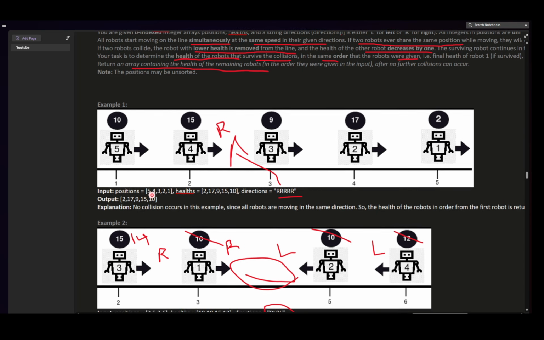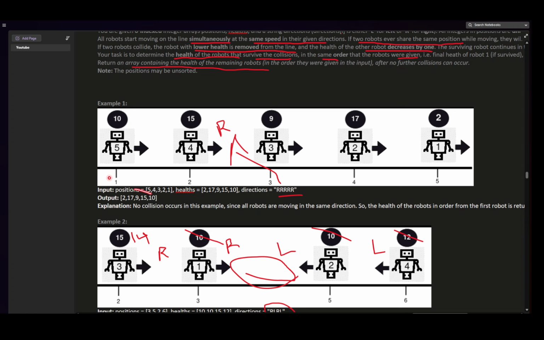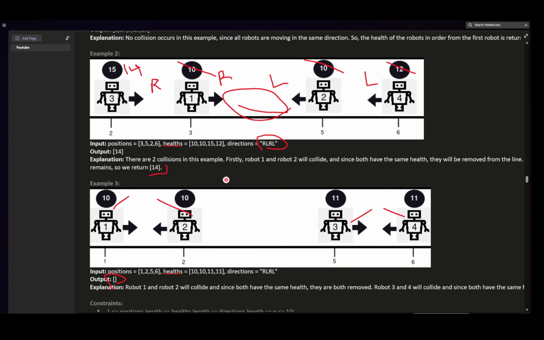This indicates the fifth position. You can see here the dotted lines start from one base, and the position of the first robot is the fifth position. So you should place the first robot at the fifth position with its corresponding health. That's what the question says. Same thing.